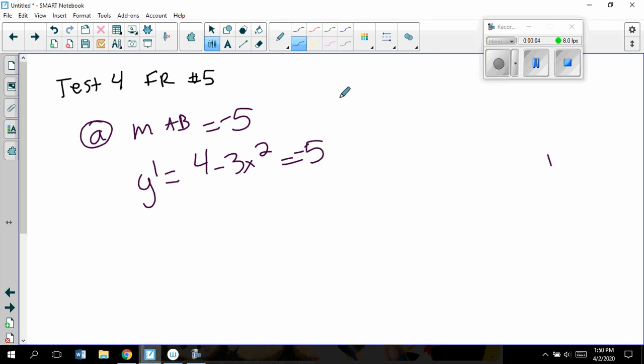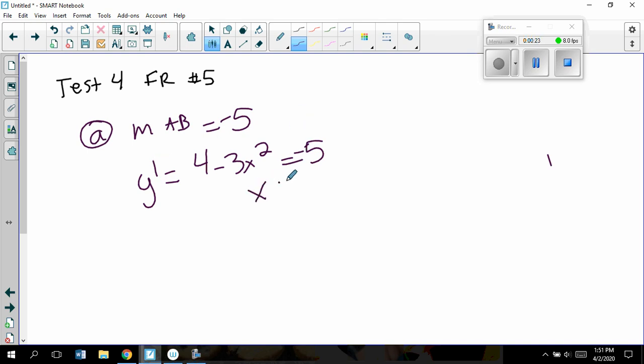Doing test 4 for response number 5. Part A talks about where the tangent line is parallel to the chord. So the first thing you need to know is the slope of the chord, which should be -5. And if we're talking about things being parallel, we need the slope of y. So we want to know where y prime is -5.